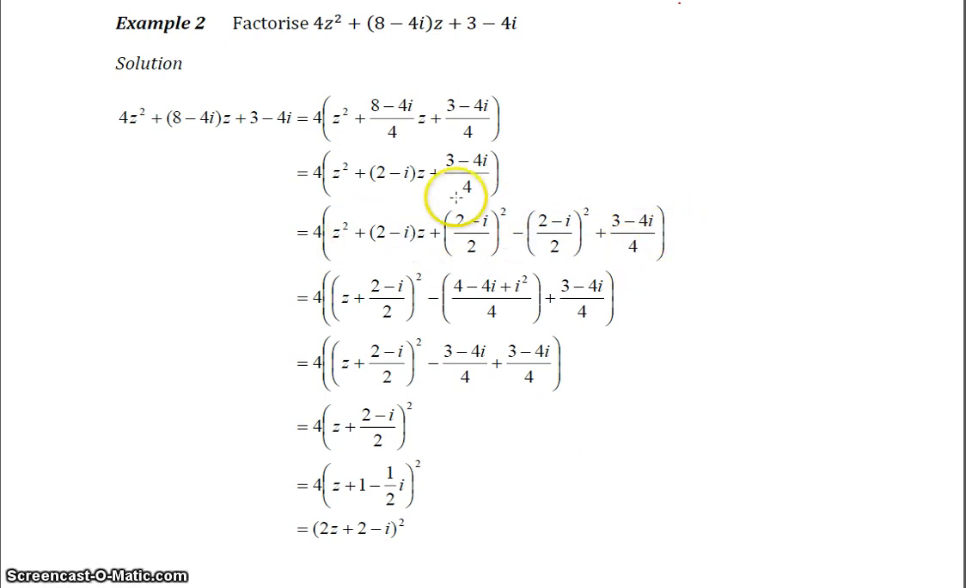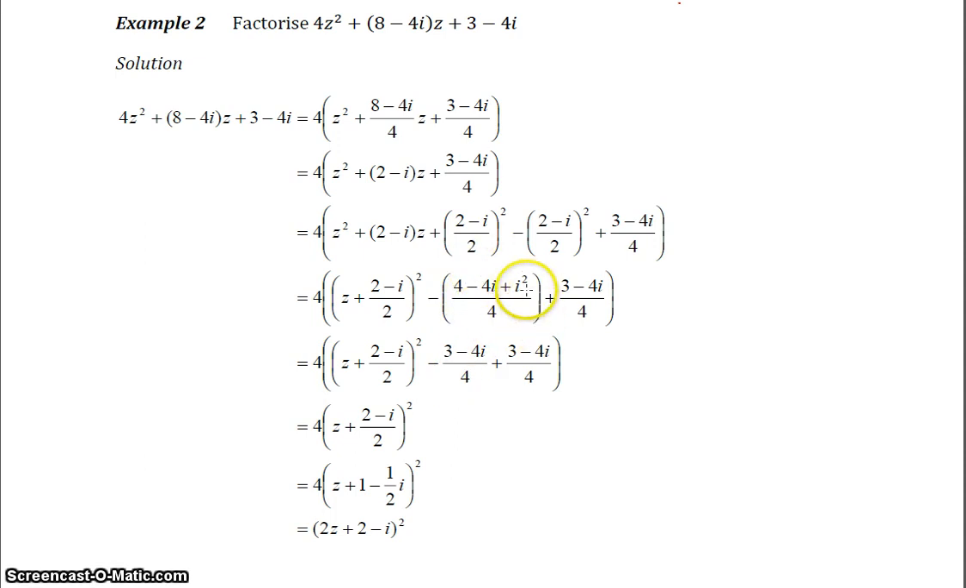So the next step is these first 3 terms then constitute our perfect square, and we can factorise that to (z + (2 - i)/2) all squared. And then for the remaining terms, (2 - i) over 2 squared expands to (4 - 4i + i squared) over 4. And we can simplify that. i squared becomes minus 1, so 4 minus 1 is 3. And so we're left with (3 - 4i) over 4.